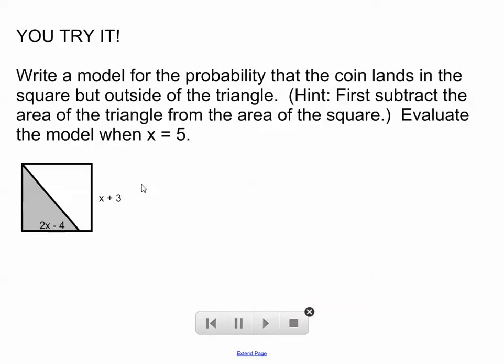All right, so why don't you try and write a model of the probability that the coin lands in the square but outside of the triangle. And as a hint for you, you can subtract the area of the triangle from the area of the square to get the area of the unshaded region.